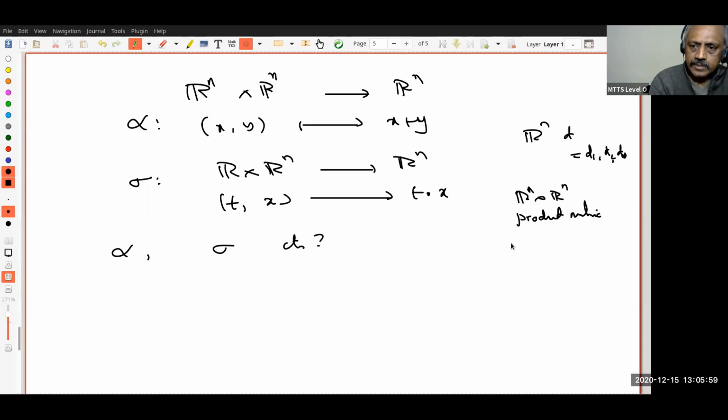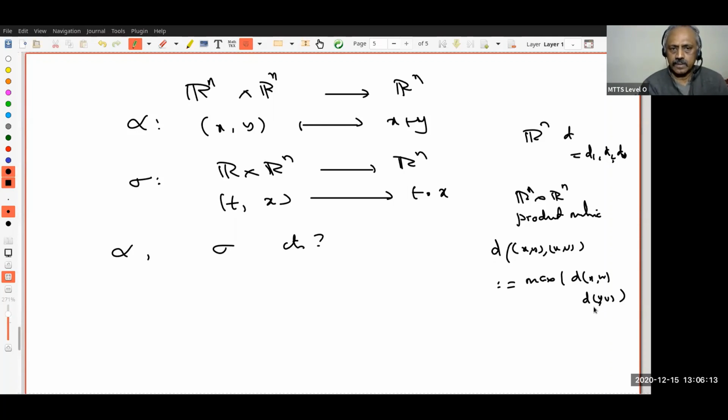Okay. Therefore, what is the distance between xy and uv? This is by definition the maximum of the distance between x and u and the distance between y and v. You understood? Right. I'm keeping the same metric on this Rn as well as that Rn, but even that is not necessary. I don't want to confuse you. Just assume it's the same metric on the first factor Rn and the second factor Rn also.